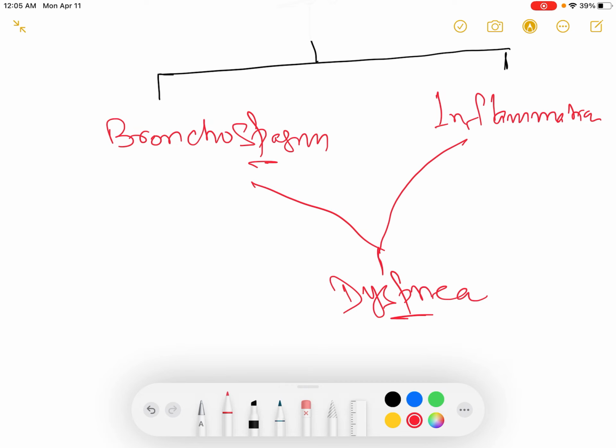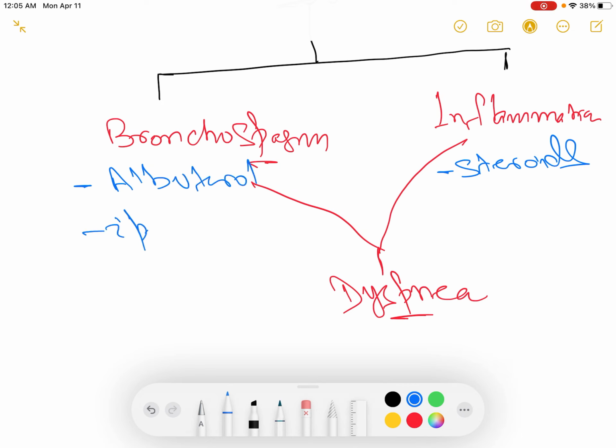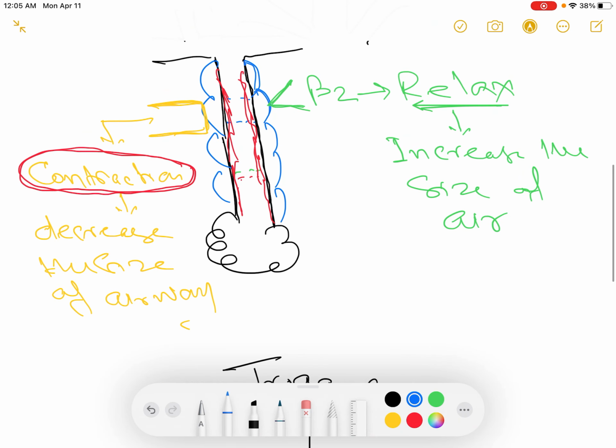When it comes to treatment, you treat the inflammation with the help of steroids, and you treat the bronchospasm with bronchodilating medication like albuterol and ipratropium. So these are the two main treatments for asthma. Let's see where these medications work, and let's clear the board a little bit to make some space.